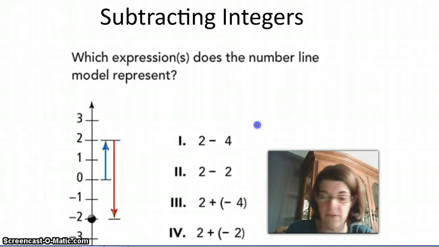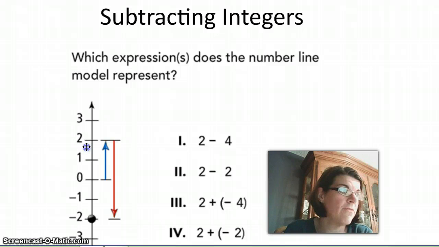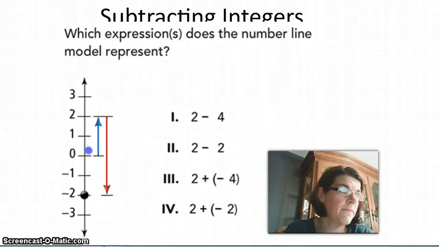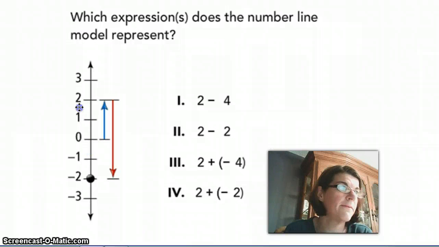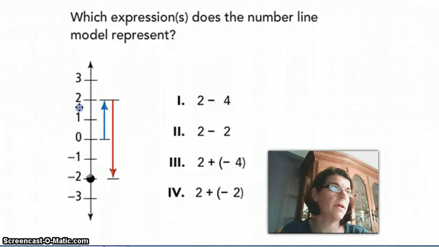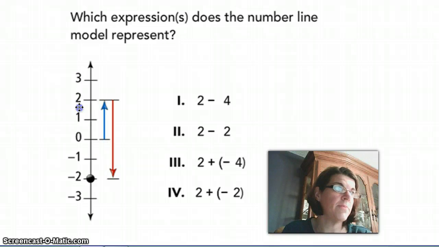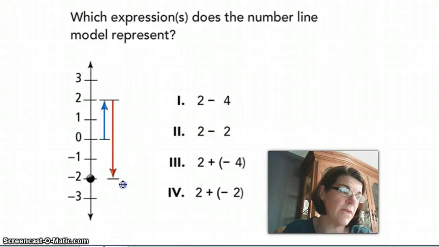Let's take a look at the next one. I have a vertical number line this time. I'm going to move it up so you can see it a little better. Okay, which expression does the number line model represent? The blue line here is showing us what we're starting with. The red number line is showing us what we're taking away. So you can pause the video, try this question, pick which number or numbers are equivalent to this drawing, and I'm going to explain it right now.